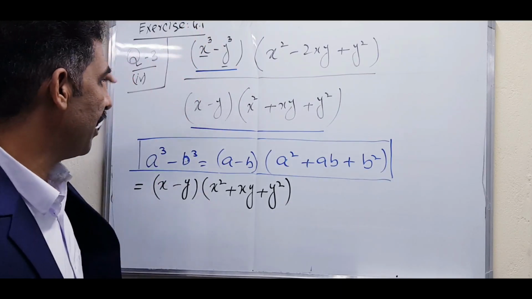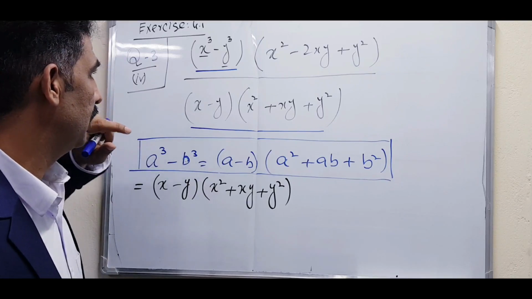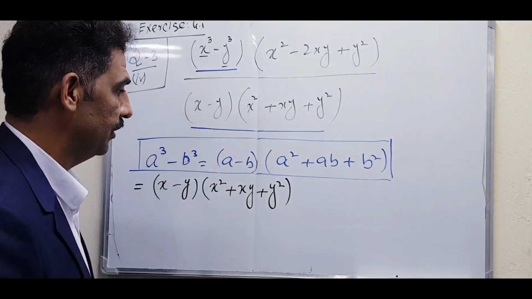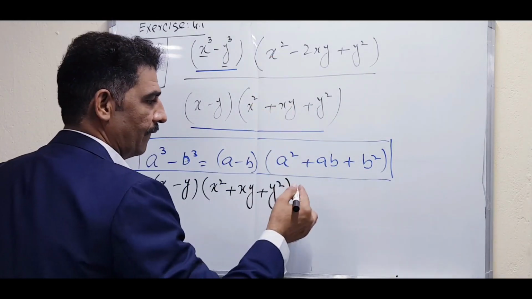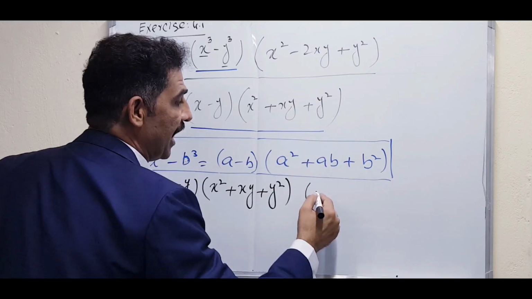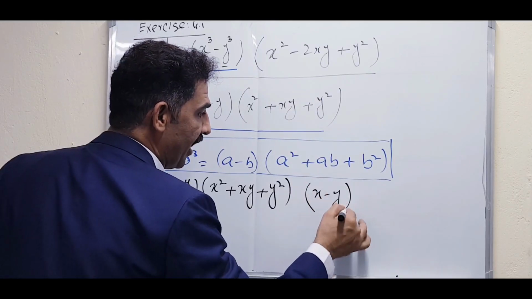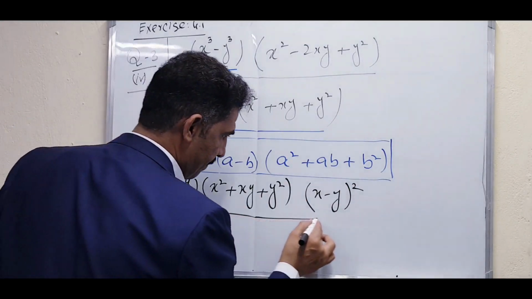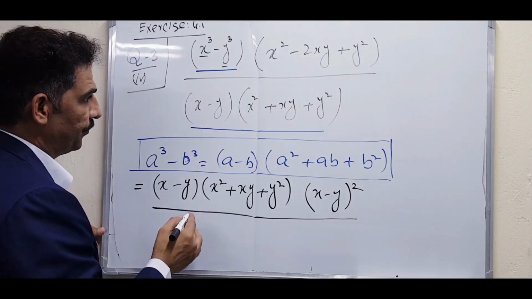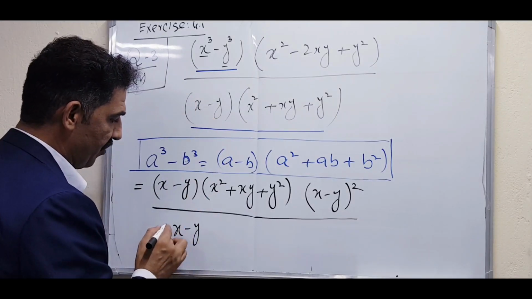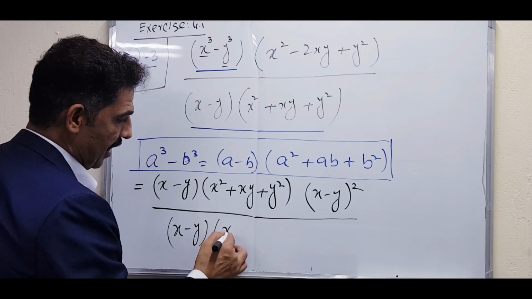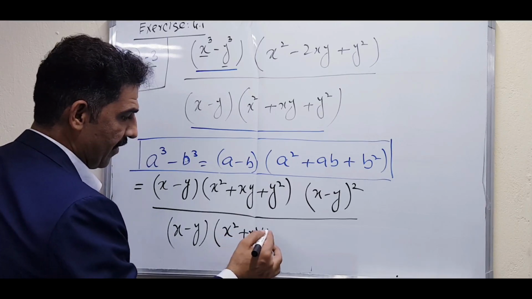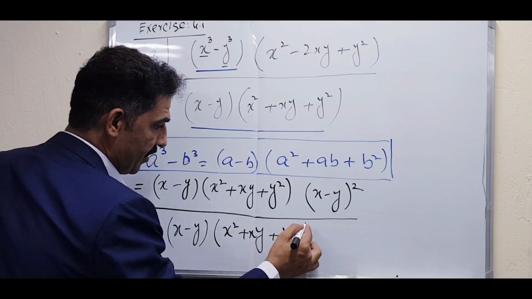But one formula I want to ask you. This is also a complete formula which we solved in the previous question. So what is that formula? Yes, good. That is also x minus y whole square. So I write in the denominator the formula: x minus y, x square plus xy and plus y square.